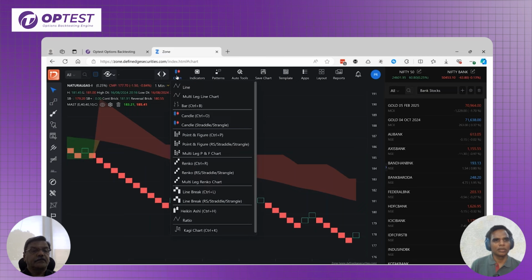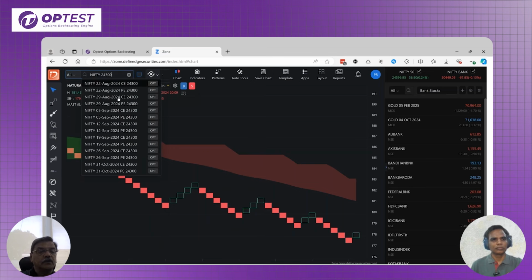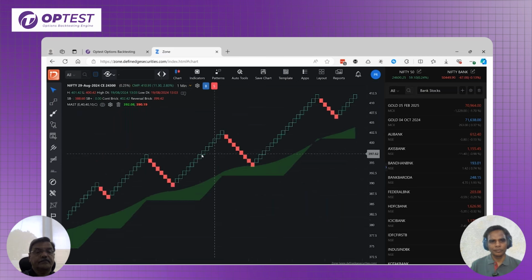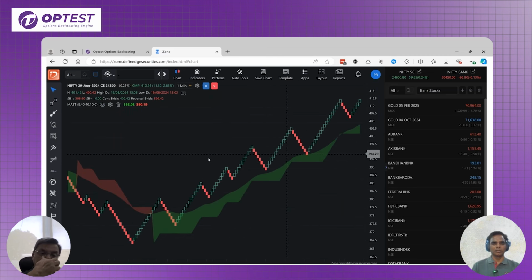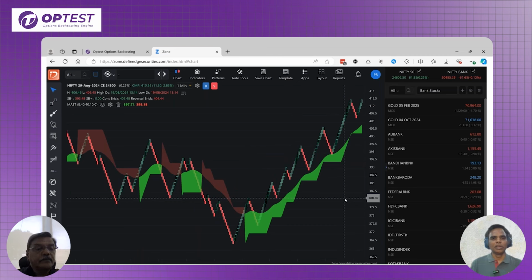Chart. Okay. You can take Nifty 24,300 monthly. Yeah, 29 hours call. Okay, so this is how it looks. The indicator is Renko based. Make it a 1 minute chart and 3% box size.